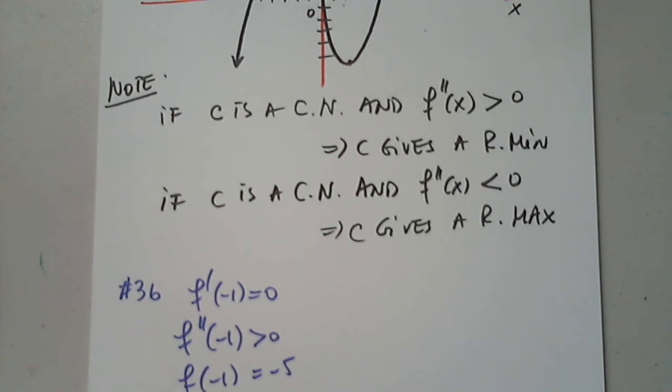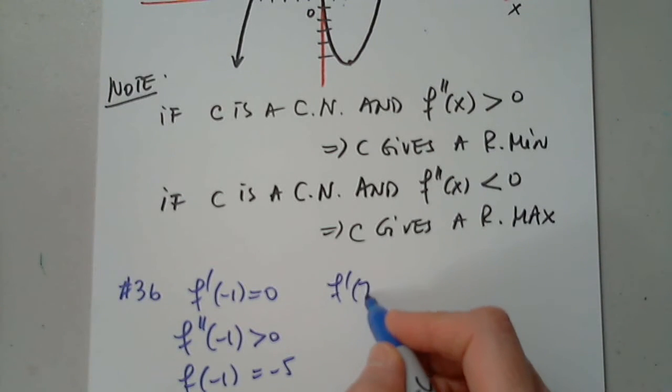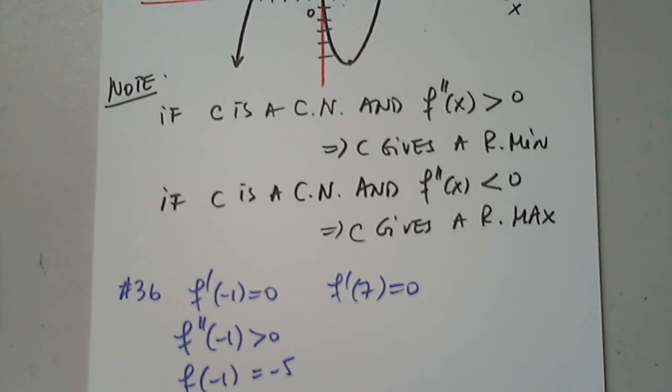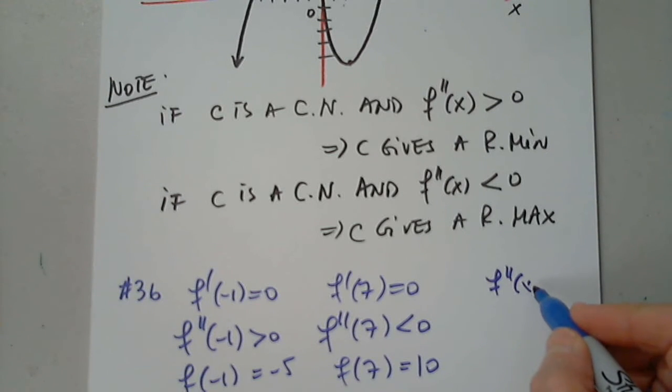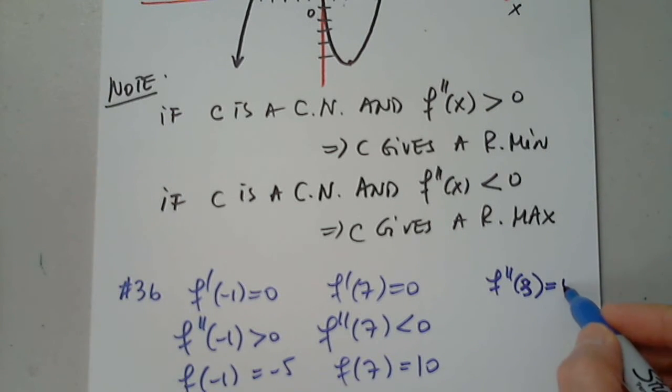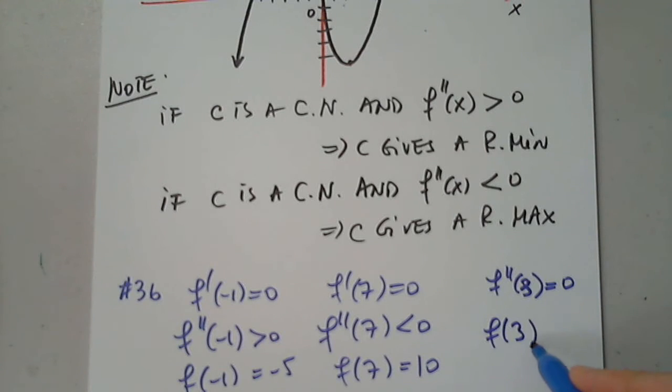Okay, now it's moving to 7. F prime of 7 is 0. F double prime of 7 is less than 0. F of 7 is 10. Okay, it's moving now to 3. F double prime of 3 is 0, and f of 3 is 2.